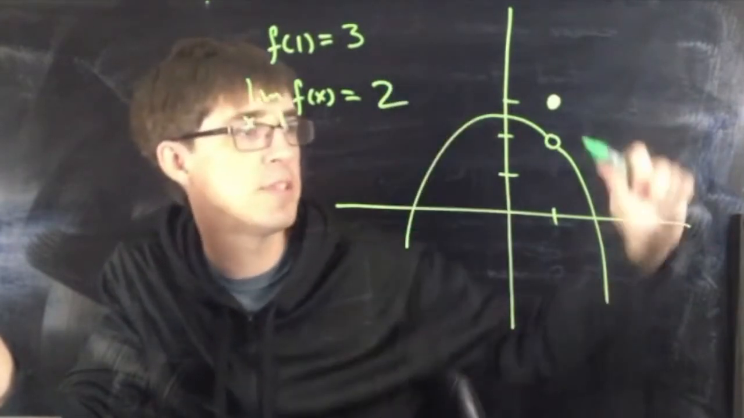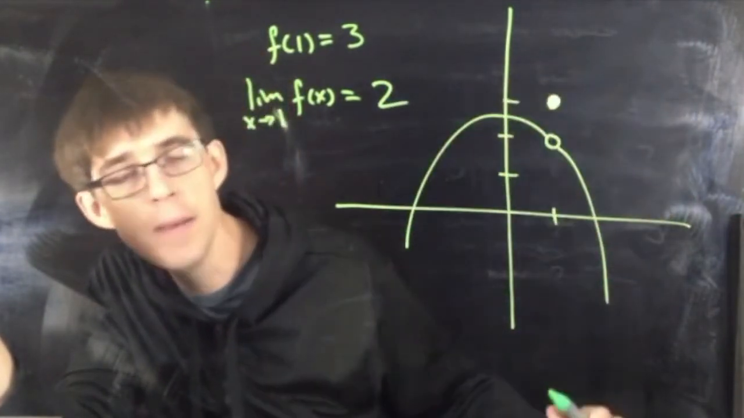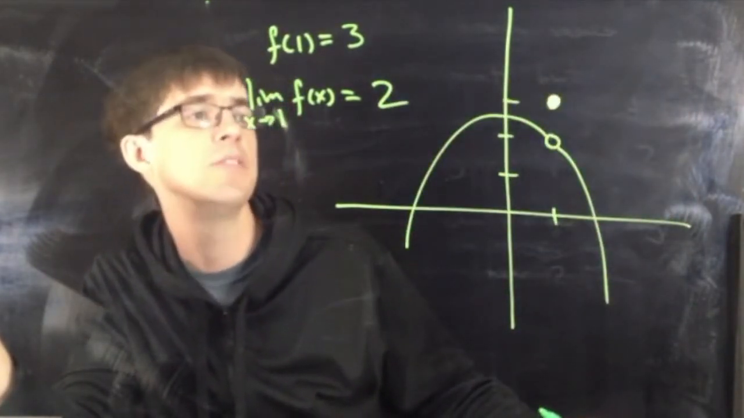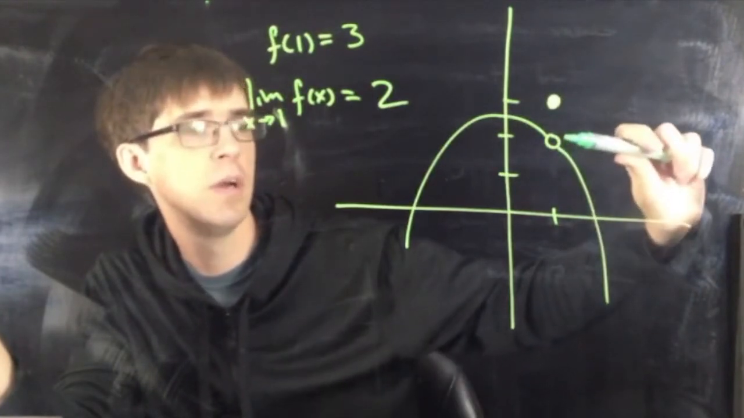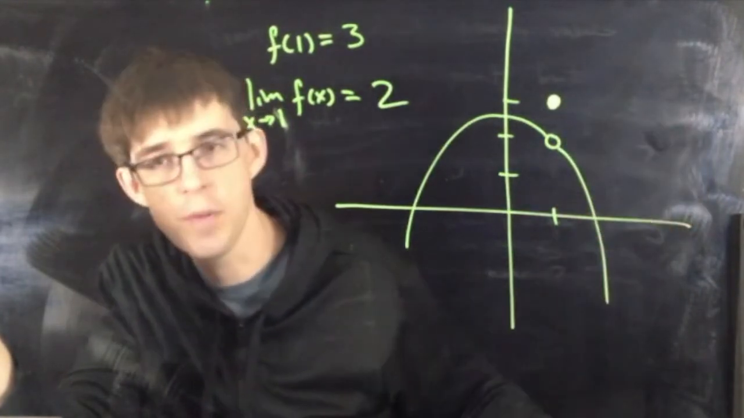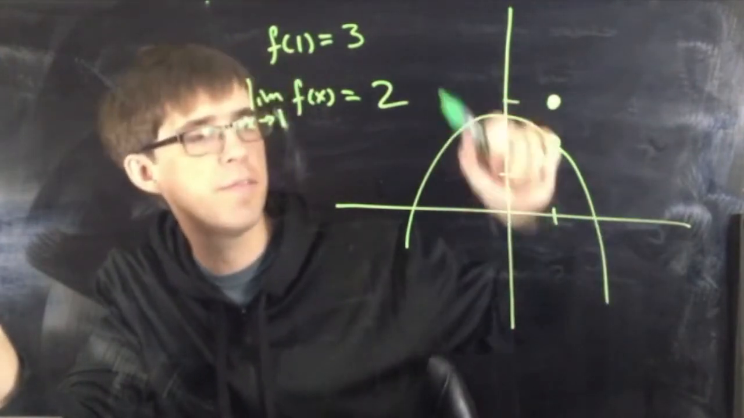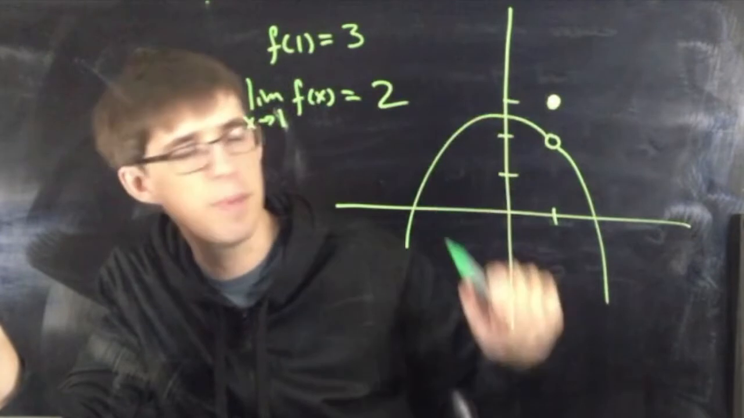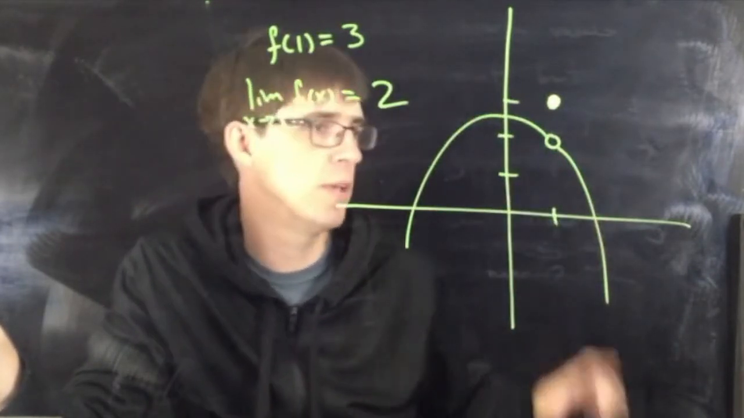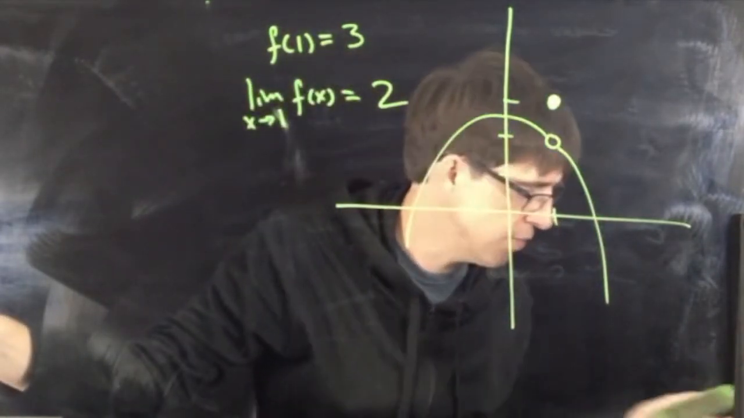f of 1 is 3, that means the point is actually up here, but lim x goes to 1 of f of x is 2. That means the curve is actually going to y equals 2, even though the point is going to y equals 3. All right, at all these other points, the limit and the function are the same. There's no displaced point. But right here is the interesting one in this example where they are different.